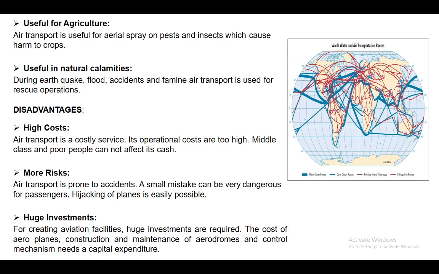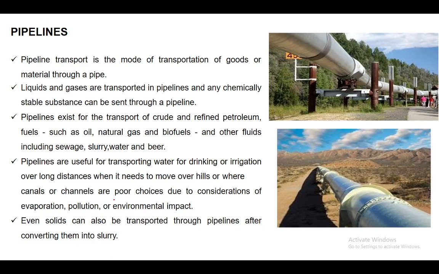So it's also quite useful in natural calamities such as earthquakes, floods, and so on. It could also be used for agricultural purposes, such as air spraying for pests and insects which could cause harm to our crops. Its disadvantages: it has quite a high cost, it is more risky, and a huge investment is needed in terms of airport construction, aerodromes, maintenance, and so on.